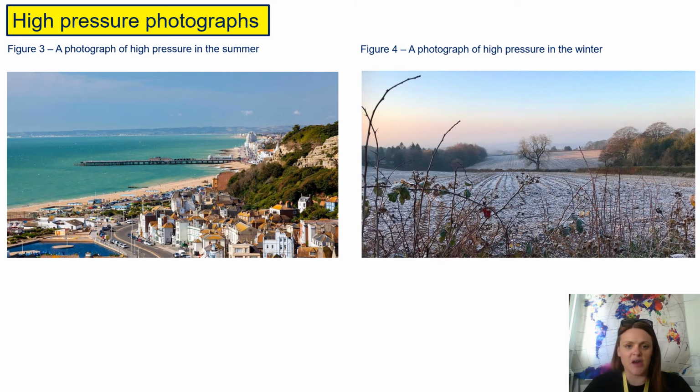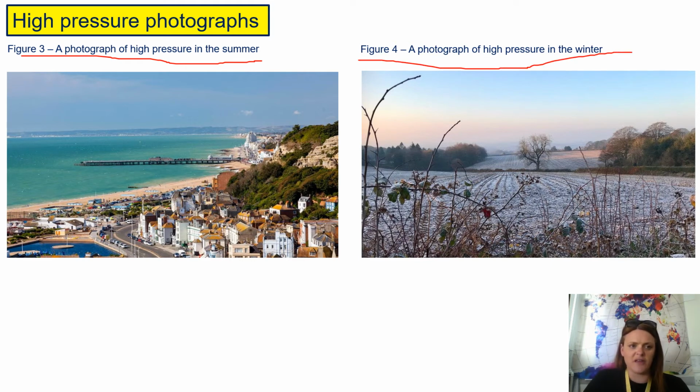So in front of you, you can see two pictures, and they both show high pressure systems. Figure A shows a high pressure in the summer. There you go, a photograph of the high pressure in the summer in the UK. And figure 4 is in the winter. Now they're both very different.